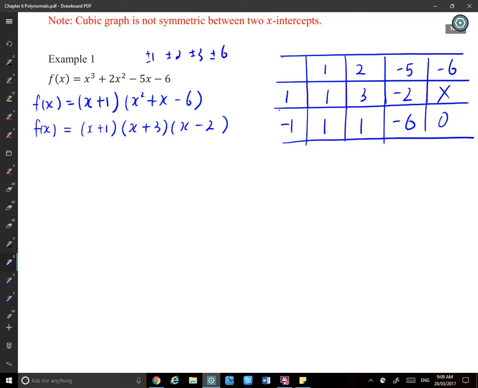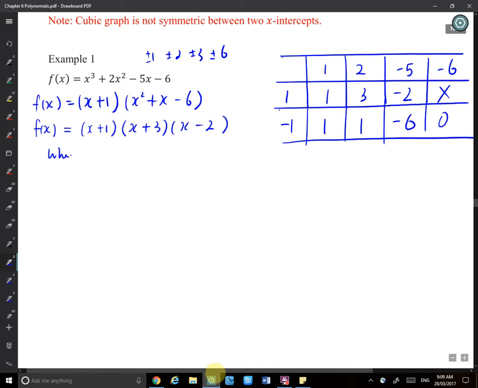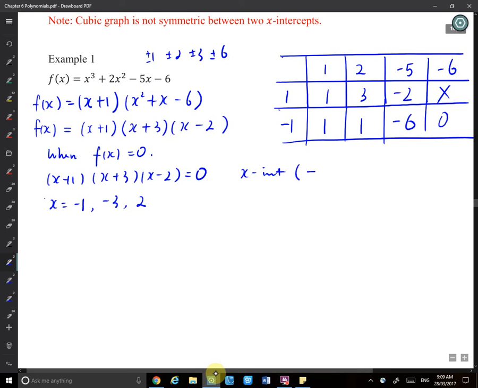So what's the x-intercept here? X-intercept is when f(x) equals 0, right? When y equals 0. So x plus 1, x plus 3, and x minus 2 equals 0. What does x equal to? Minus 1, minus 3, and 2. So the x-intercepts I have are (minus 1, 0), (minus 3, 0), and (2, 0).